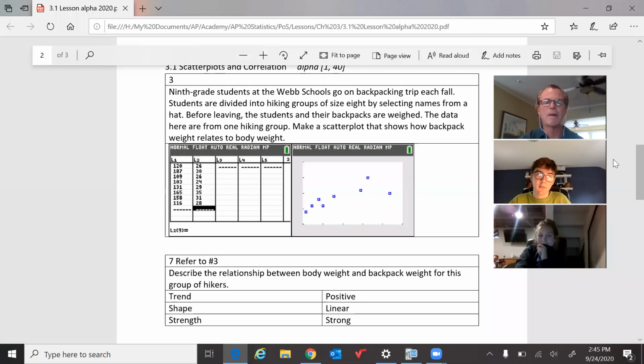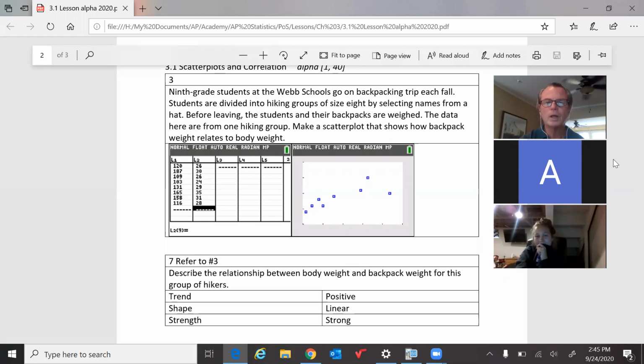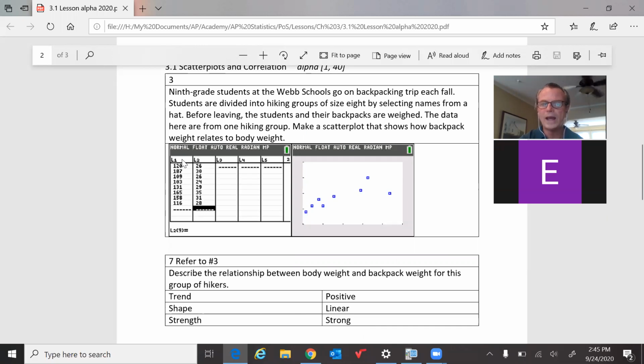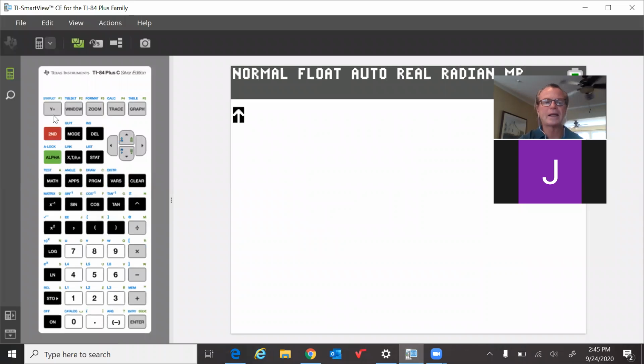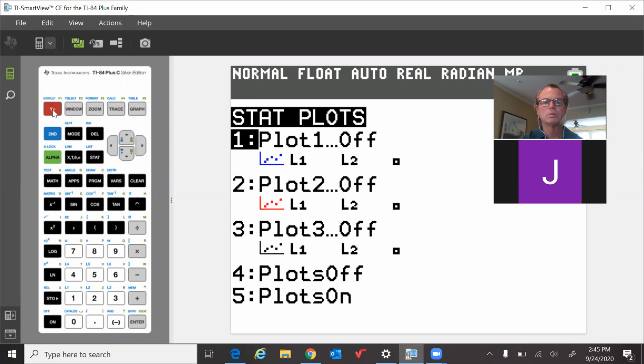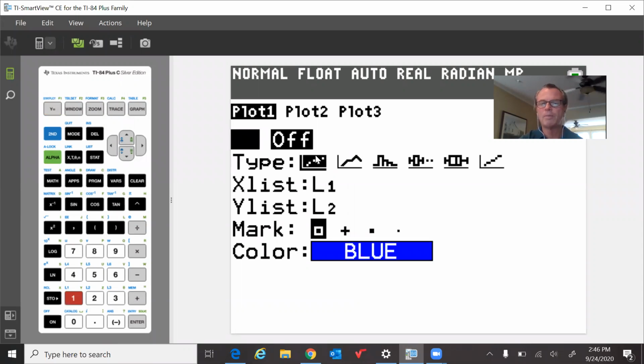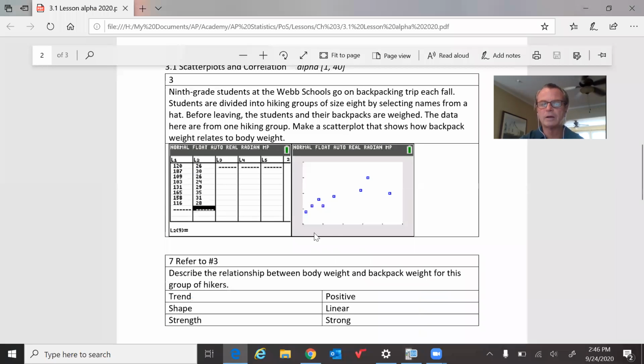So, as I said, come back to problem 3. 3 is the scatter plot of the weights of these children, and that's in list 1, and the weights of the backpack is in list 2. So I just went here, on the calculator, to second y equals, turned on the stat plot, turn it on and pick this type, it's a scatter plot. And it looks like, ready? I want a window for this picture.